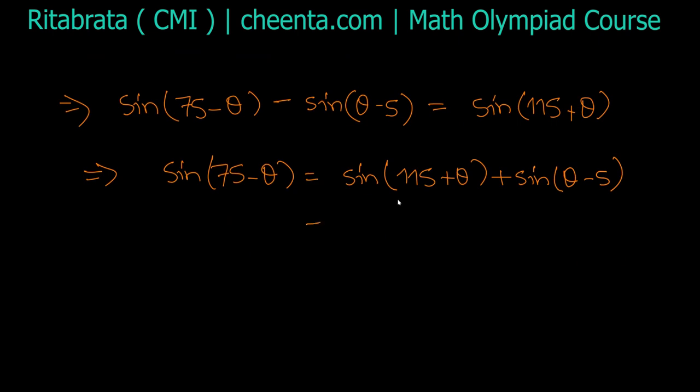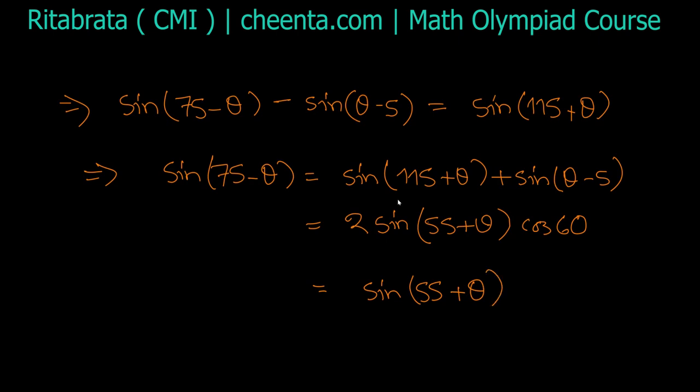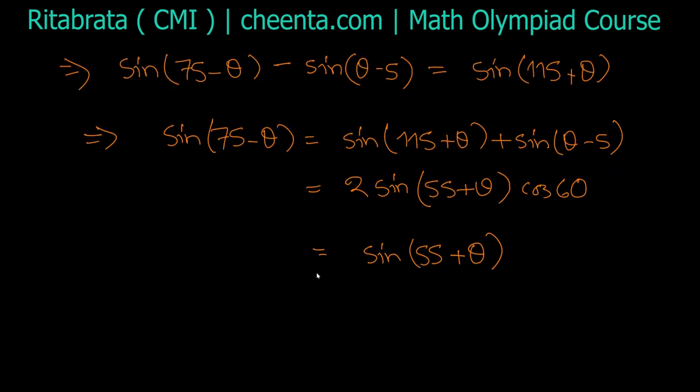Using the formula that sine C plus sine D equals 2 sine of (C plus D) by 2 into cos of (C minus D) by 2, we directly get that this is 2 into sine of 55 plus theta (115 minus 5 by 2, this is 55), into cos 60 degree. And cos 60 is half, we know that. So this is just sine of 55 plus theta. So sine of 75 minus theta is sine of 55 plus theta.